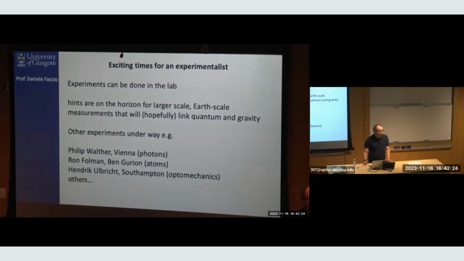There are a number of other experiments underway that I didn't mention, but there's recent work by Philip Walther from Vienna using NOON states in a Sagnac interferometer to increase the sensitivity. Ron Folman at Ben Gurion is working on the exact same concept proposed by Bose and Marletto. You've got Hendrik Ulbricht at Southampton working with optomechanics and so on. I don't have time to list all of them, but there's quite a lot going on in the field, and I think there's going to be some big breakthroughs over the next several years. Thank you.